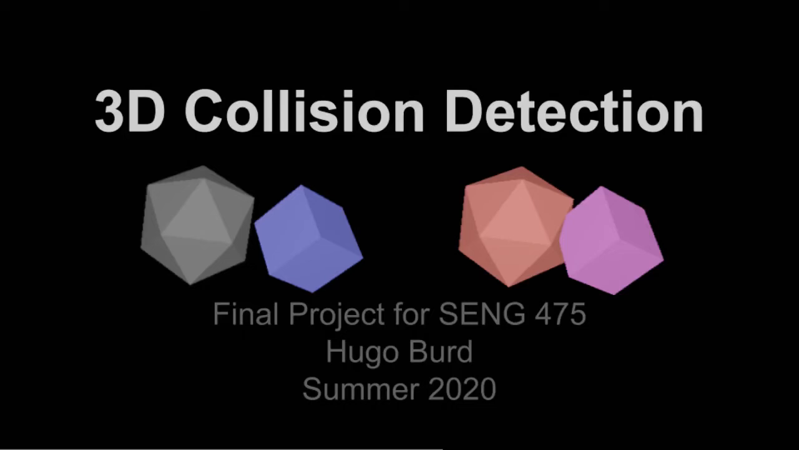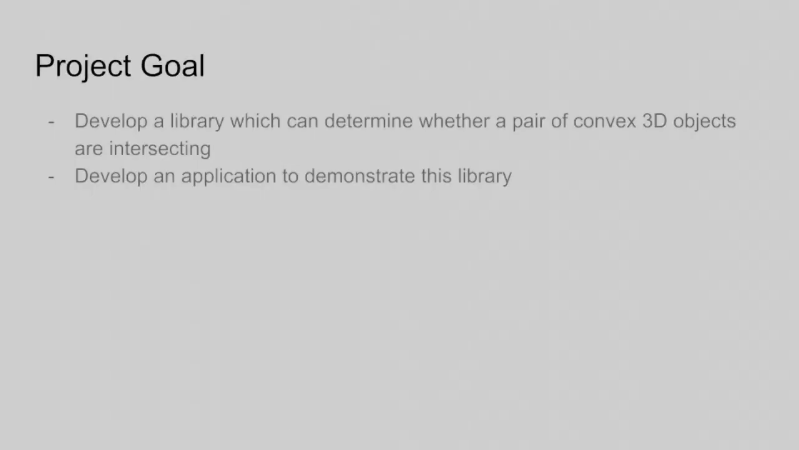I would like to present my project for SENG 475 at the University of Victoria, which is an implementation of collision detection for 3D objects. The goal of this project is to develop a library which can determine whether a pair of convex 3D objects are intersecting. An additional goal is to develop an application to demonstrate this library.